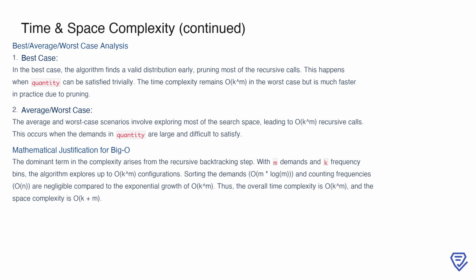To justify the big O notation mathematically, we observe that the dominant term arises from the recursive backtracking step with O(k^m) configurations.